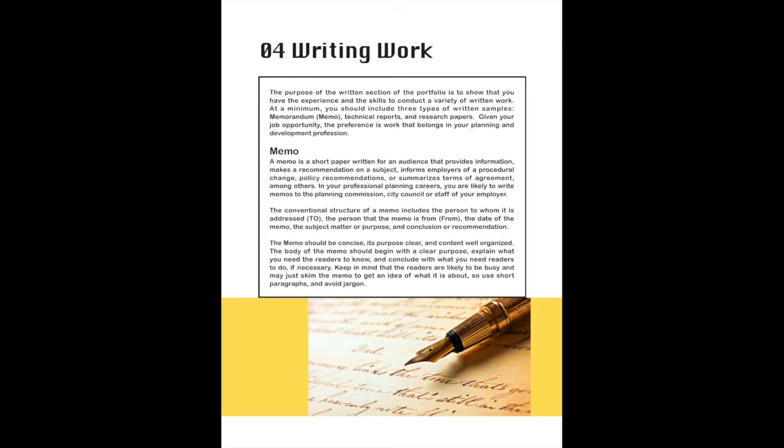The policy memo is a short paper written for an audience that provides information, makes recommendations on a subject, informs employers of procedural change, a policy recommendation, or summarizes the terms of agreement. In your professional planning careers, you're likely to write memos to the Planning Commission, the City Council, or staff of your employer. The conventional structure of a memo includes the person to whom it is addressed, the person the memo is from, the date of the memo, and the subject matter or purpose of the conclusion or recommendation. The memo should be concise, clear, organized. The memo should have a clear purpose, explain what the readers need to know, and conclude what the readers need to do if necessary.